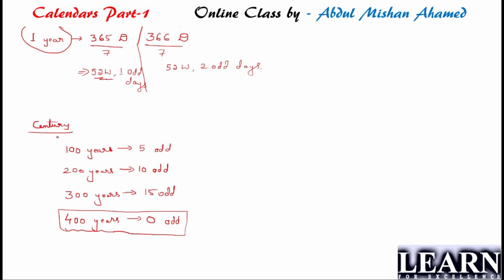Now some people might be having confusion with a leap year. Every year which is divisible by 4 is called a leap year, and there is one exception here. If it is a century, it will be called a leap year only if it is divisible by 400.